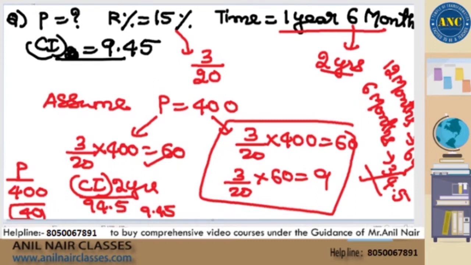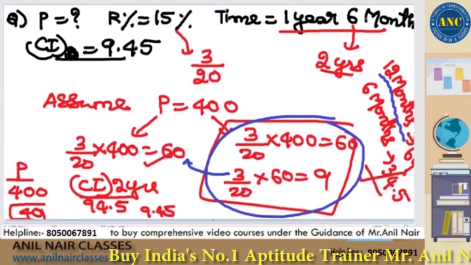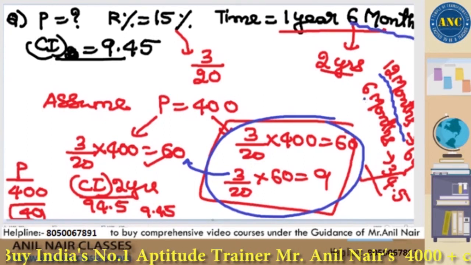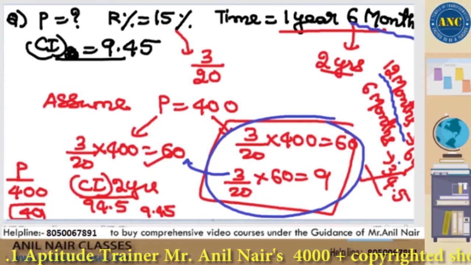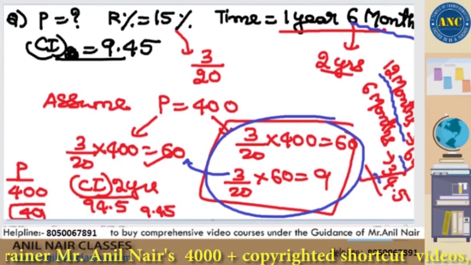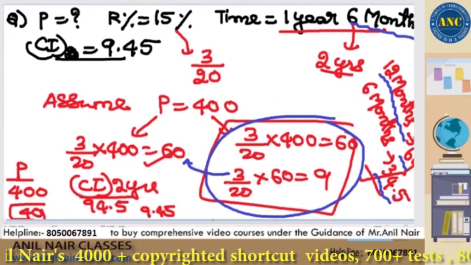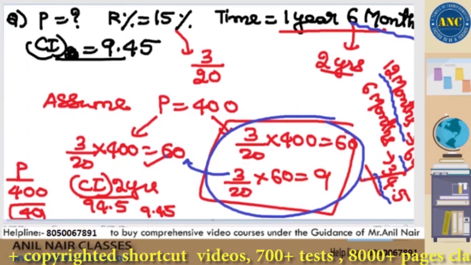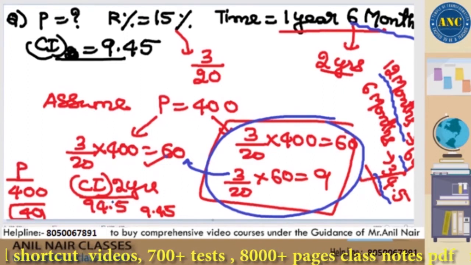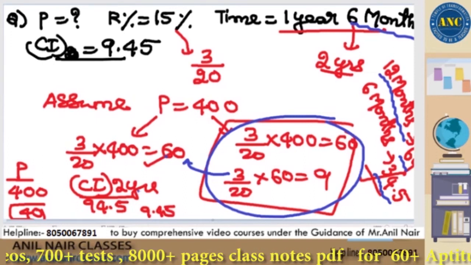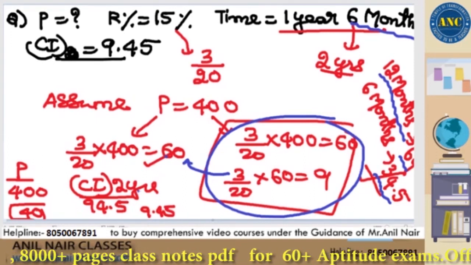Then it will be interest on interest. So 3 by 20 of previous year interest 9. Second year total how much I got? 169. 12 months it is 169, but according to the question it is 6 months. 6 by 12 is 1 by 2. 1 by 2 of 169 is 84.5. So it is 60, it is 84.5, total is 144.5.